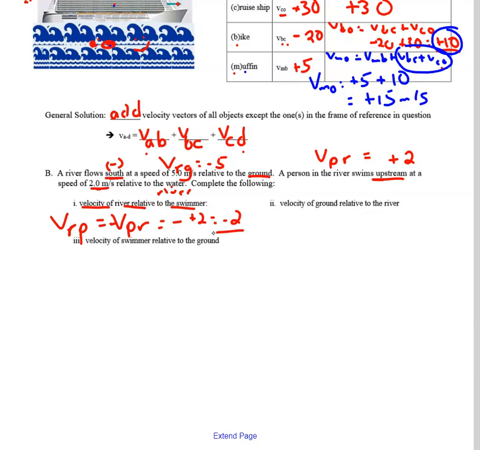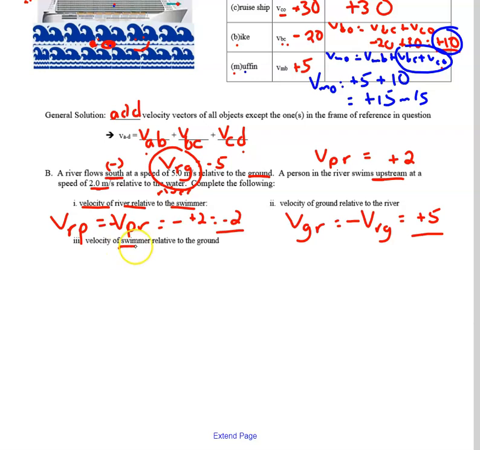The velocity of the ground relative to the river, V of G relative to R: if we go up here, we have VRG, so we want the negative of VRG, and the negative of -5 is +5. So if you're on the ground, you see the river flowing south. If you're in the river, you see the ground flowing north. Okay, we've established that before, but this is how you show it mathematically.